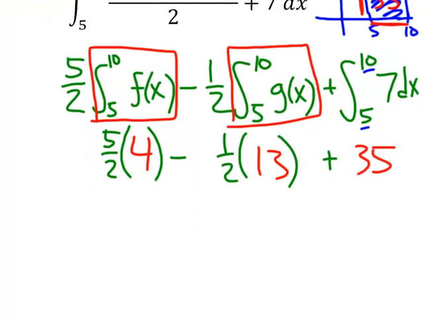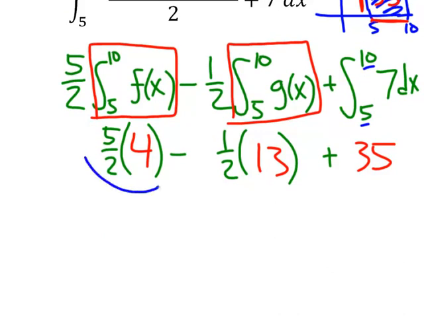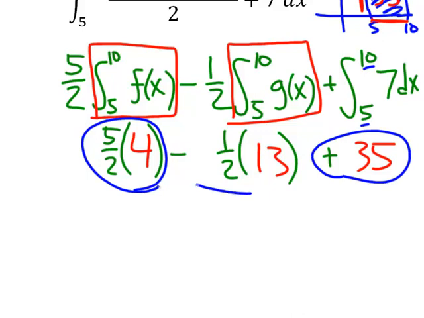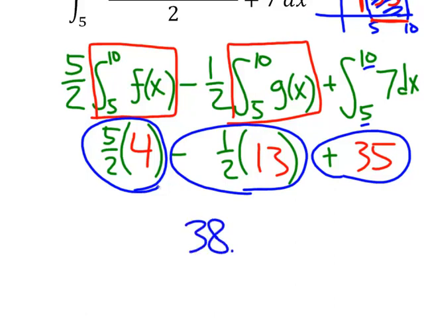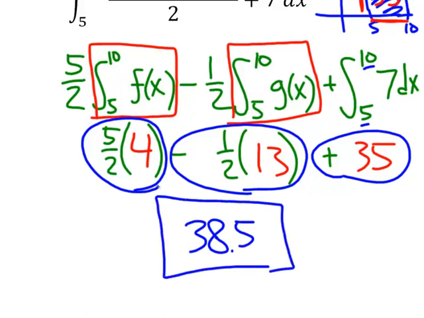So let's practice our mental math here. 5 times 4 divided by 2, that's going to be 10. Plus 35, that would be 45. And then 13 over 2 is going to be 6.5. So I've got 45 minus 6.5. That's going to be 38.5. So we'll put 38.5 and call that our final answer.